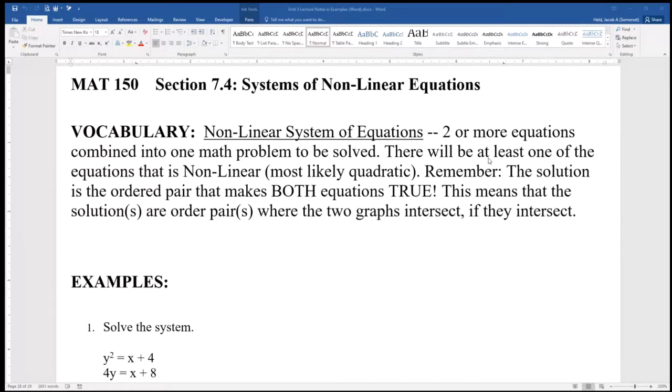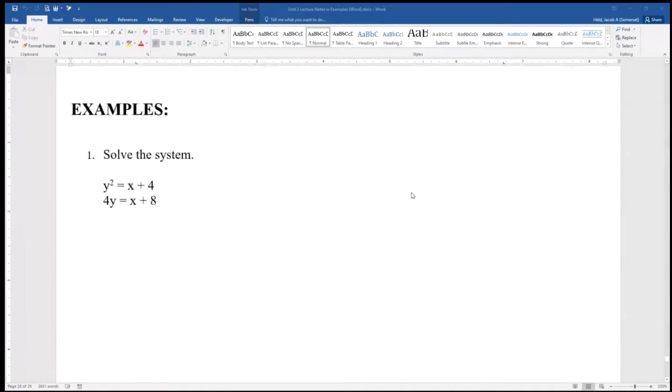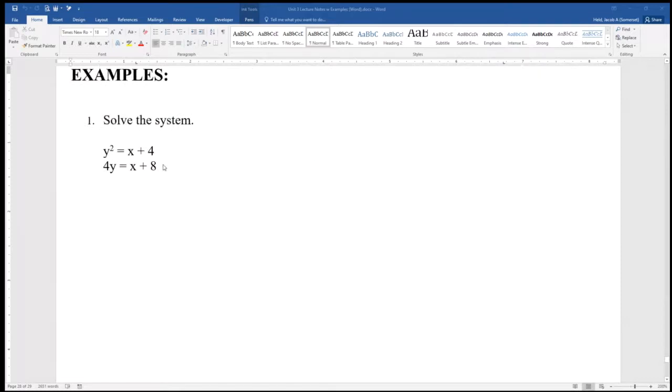So when that happens, the graphs would intersect up to 4 times conceivably. We will jump into some examples because we've already talked about the method. The method stays the same. The substitution method does not change for this. We're still going to pick an equation, solve for a variable, plug it into the other equation, get an answer there, plug that back in, and so on. So we're just going to jump into some examples.